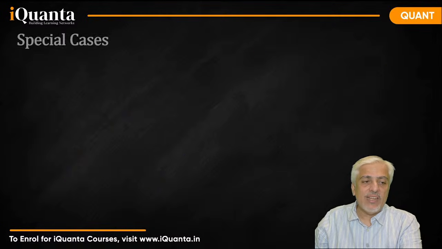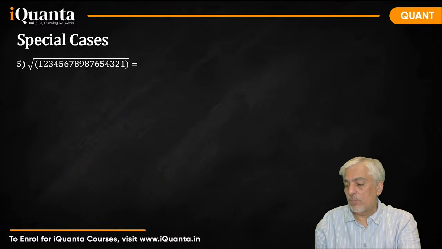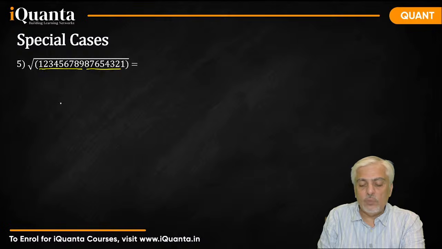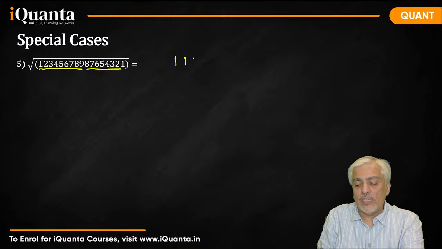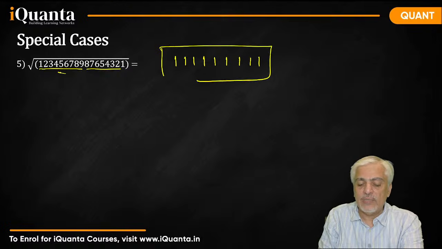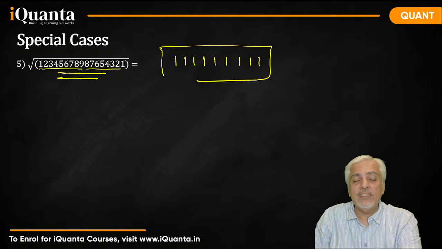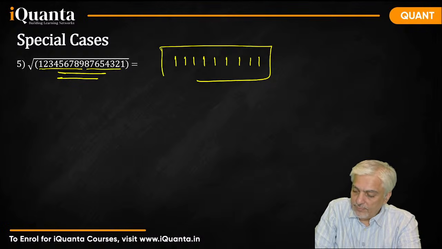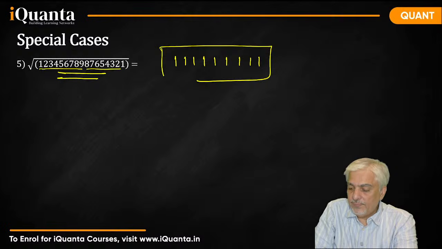Based on that, if I ask you what is the square root of this number, what will you get? Here, counting 1 2 3 4 5 6 7 8 9, there were 9 ones. This is the answer. The square root of this number is 1 repeated 9 times. Everybody clear?